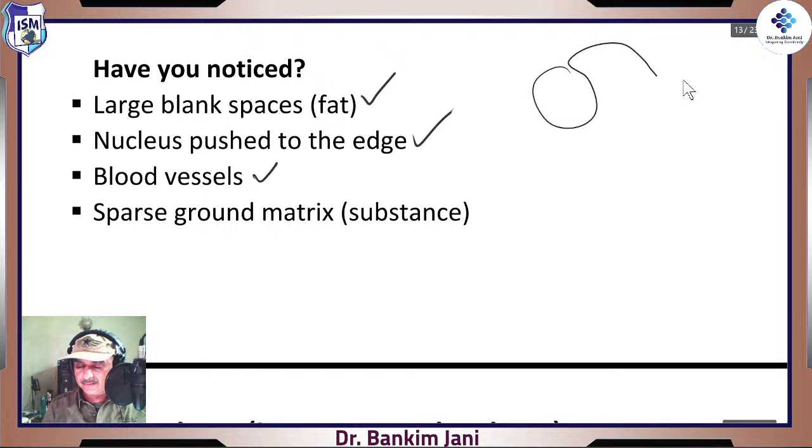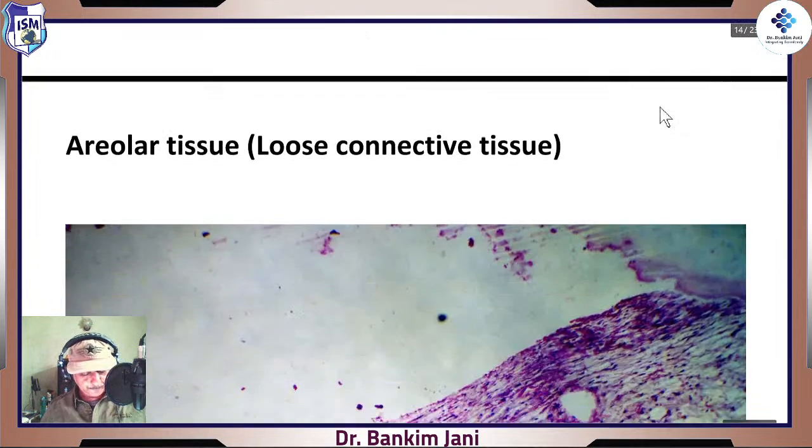So actually this is how their formation goes. The nucleus is just pushed at one end, and in between you will be getting some round structures, they are the blood vessels. So that's how very little ground matrix is there, because these cells themselves are so big.